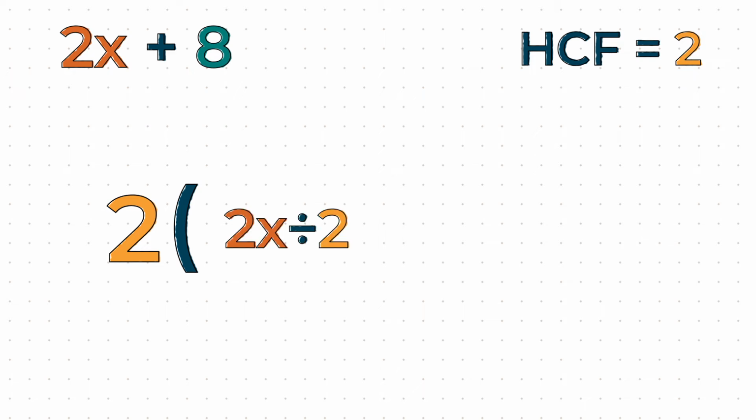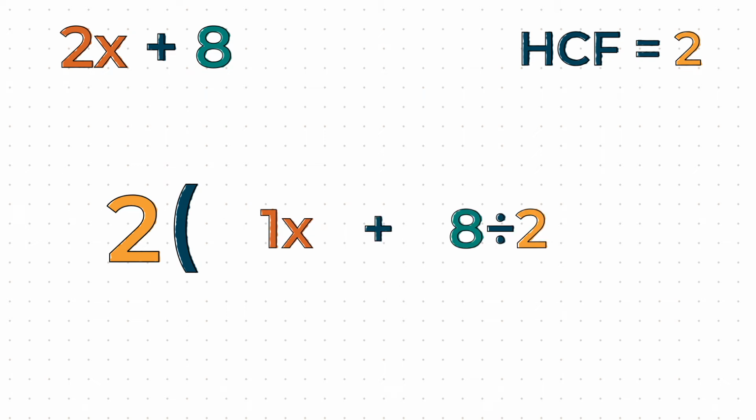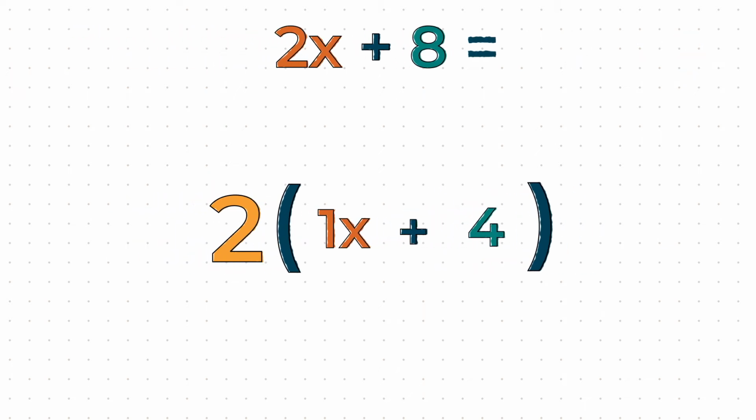2x divided by 2 is equal to 1x. So we write 1x. Then positive 8 divided by 2 is equal to positive 4. So we write positive 4. Then we close the brackets. In the end, we have 2 open brackets, x plus 4, close brackets. As you can see, if you simplify this bracketed expression, we will get the original expression we started with, meaning when we factorized, all we did was rewrite it in a different way.